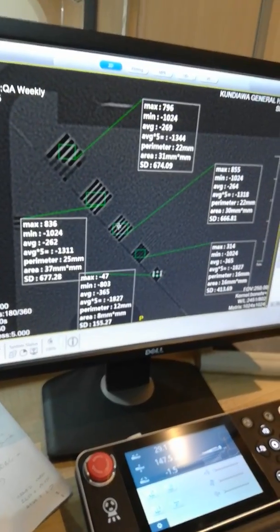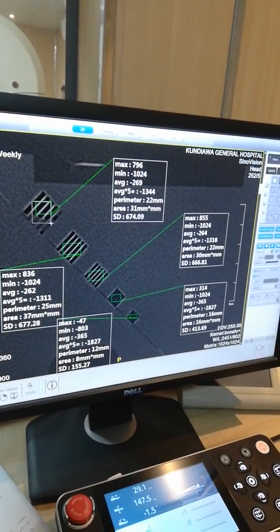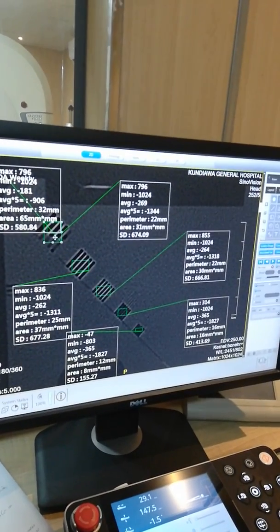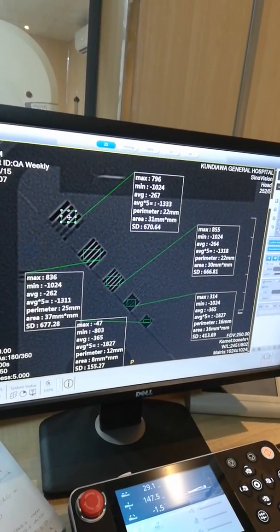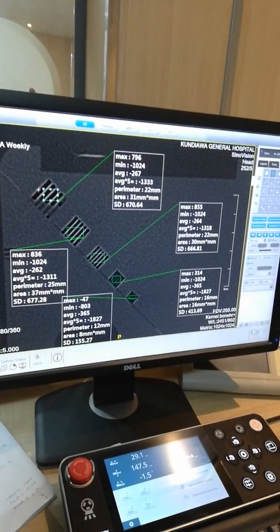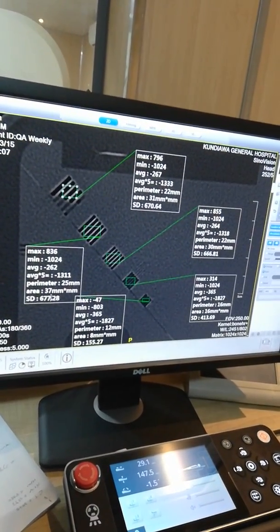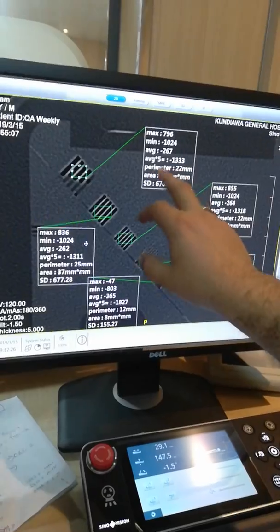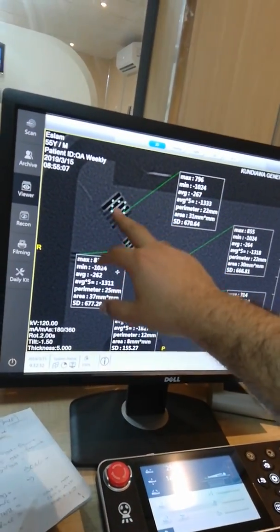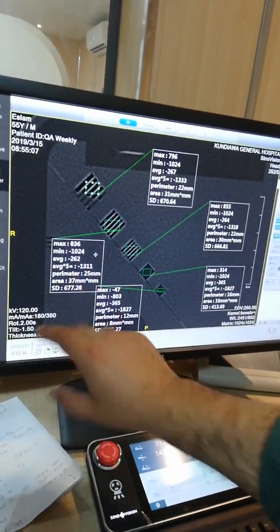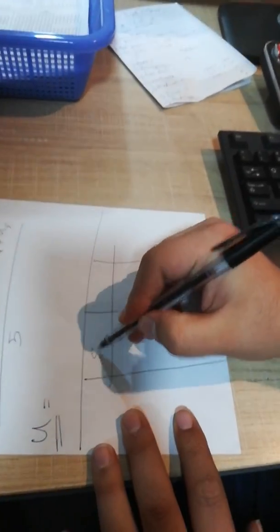Okay. Here, because I have a problem in this line pairs, because it is not completed, not prepared well, the value of standard deviation here is less than the first and second one. But it's normal to find the standard deviation value of this one higher, because high resolution line pairs, we can see it. So the standard deviation here will be greater than the second one. So I will make a table like that.